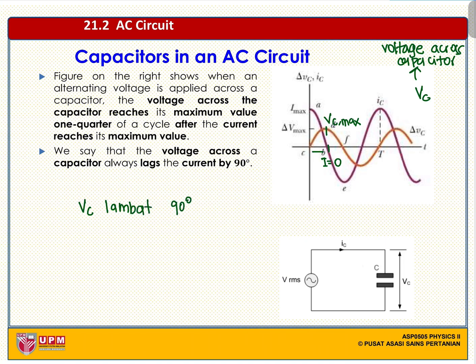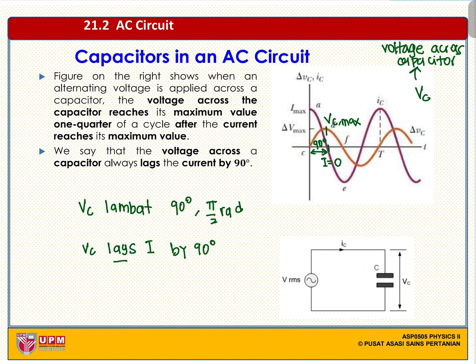This one is 90 degree, right? This is 90 degree, or pi/2 radian. Dia lambat sebanyak pi/2 radian. So kita katakan awak punya VC lag. Lag ni ketinggalan current, voltage across a capacitor lag current by 90 degree.